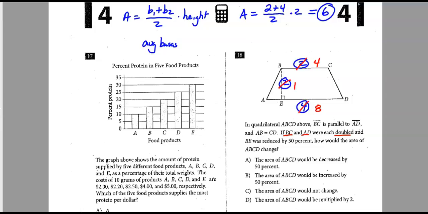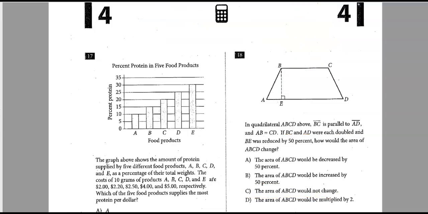So let's run it back again. Let's run back the new area. And we have base 1 plus base 2 divided by 2 times 1. Well, that's 12 divided by 2, which is 6, times 1, so 6. So it looks like it did not change at all. So the correct answer there would be C. All right, let's keep on moving.